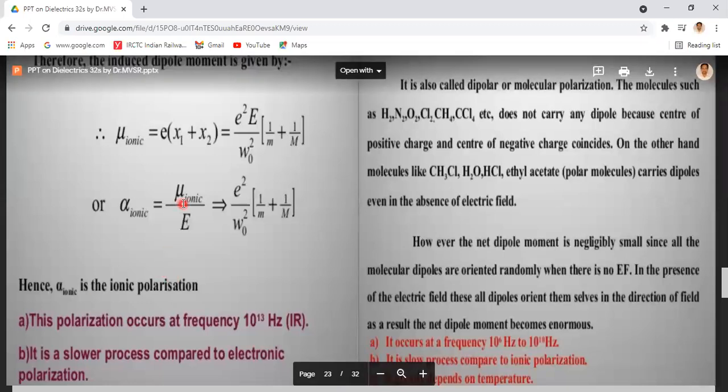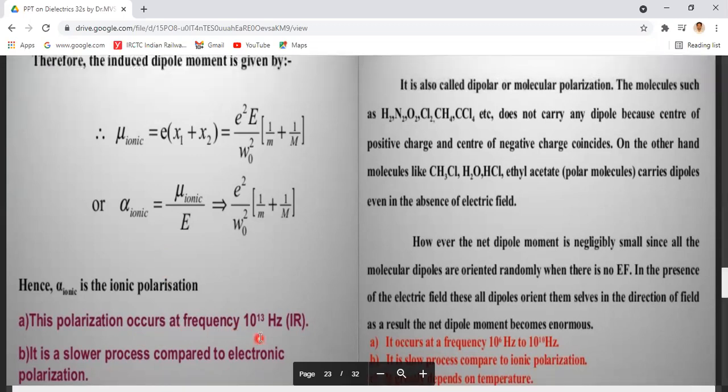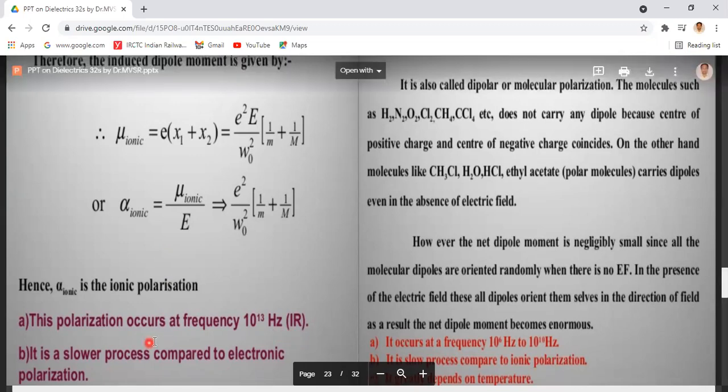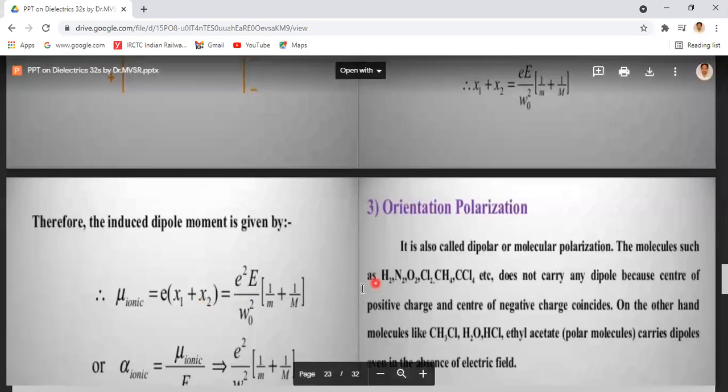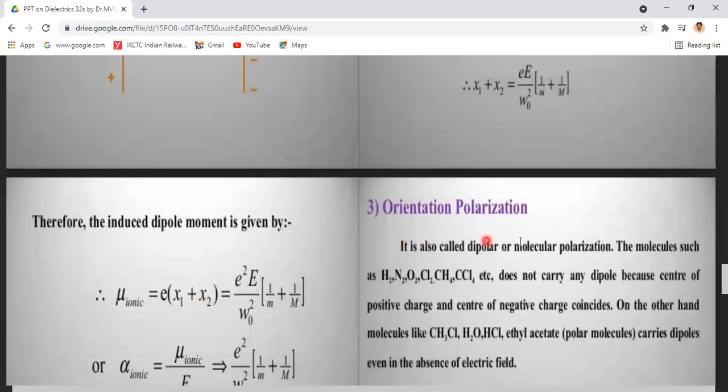This ionic polarization occurs up to the frequency range of 10 power 13 hertz, that is, up to the IR frequency range. We have to observe this ionic polarization. It is a slower process compared to electronic polarization, and it is independent of temperature. Coming to the next one, orientational polarization.